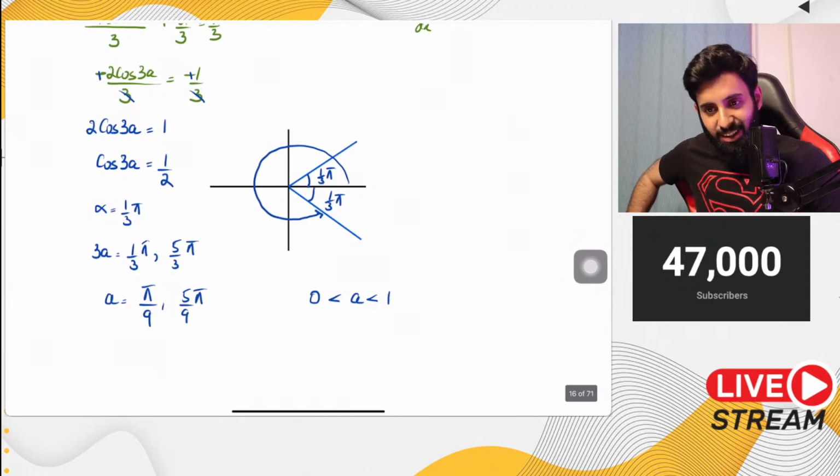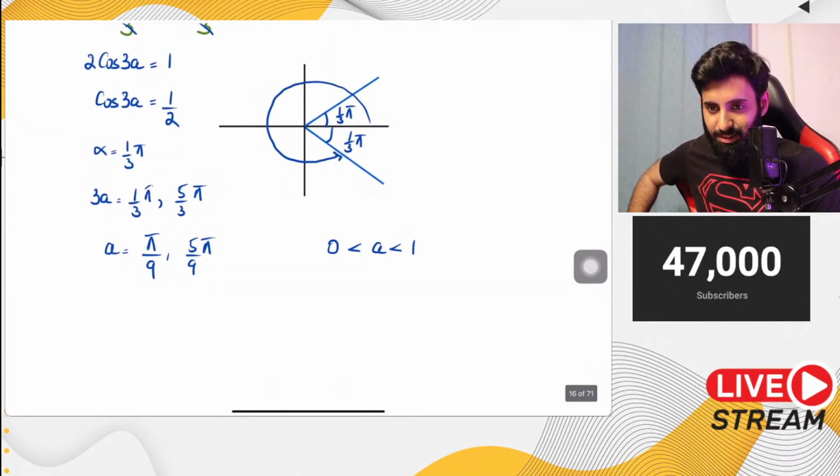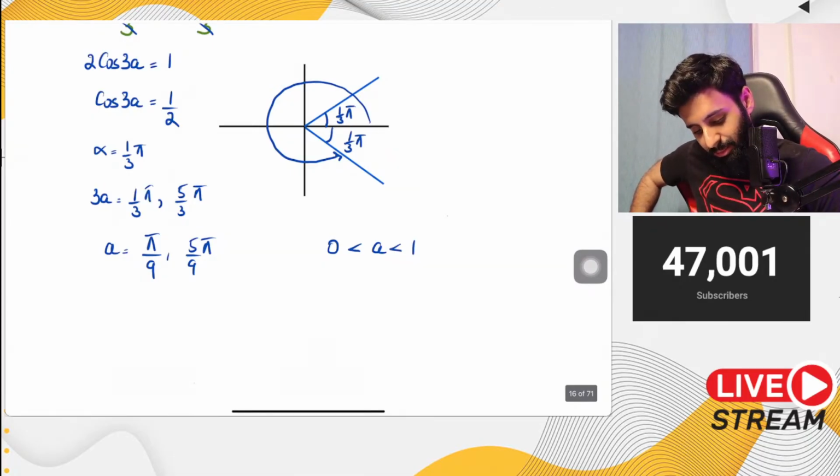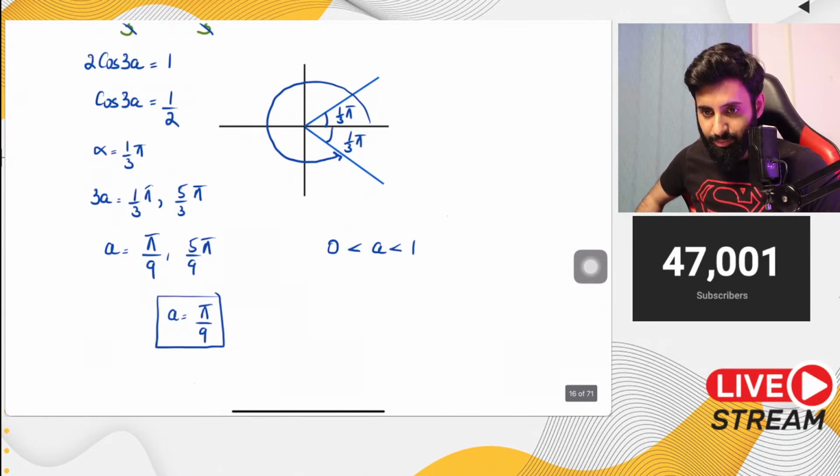Anyway, how do I know which value is in between 0 and 1? Yeah, pi by 9 is the correct answer. So that means a has to be pi upon 9 only.